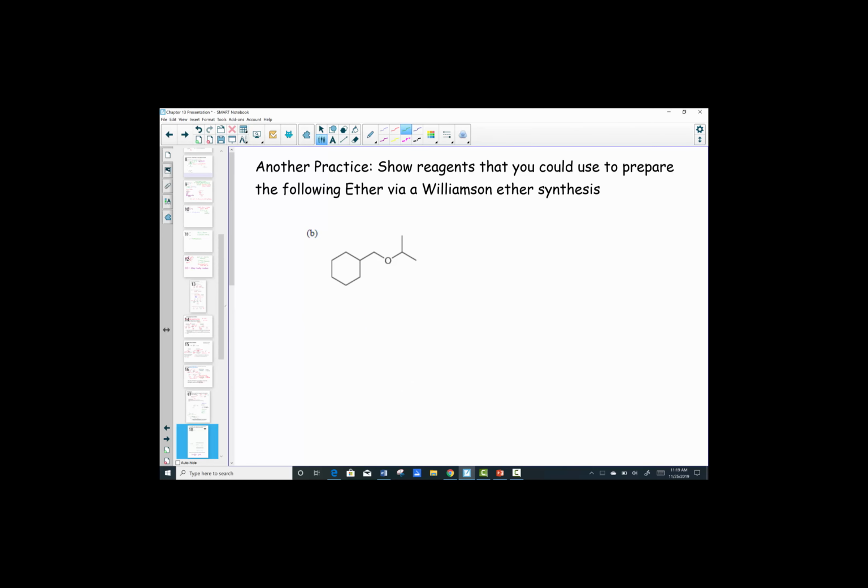What reagents can we use to prepare the following ether via a Williamson ether synthesis? Here I have a cyclohexane and a 1 carbon group. Here I have a 3 carbon chain, and here's the ether linkage. We want to identify what's on both sides of the oxygen. And so when I do that, I'm really giving myself choices of the alcohol and the substrate.